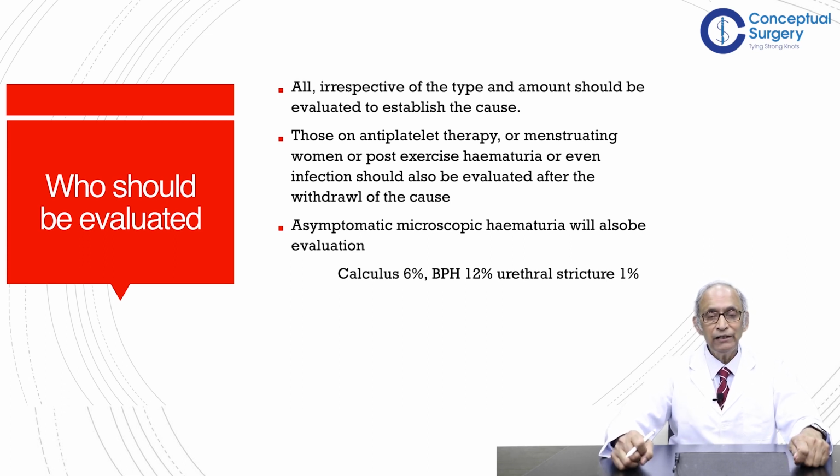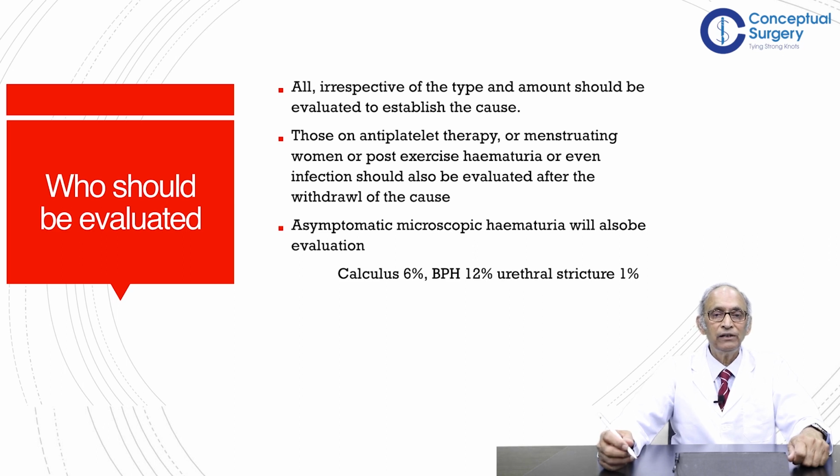Now, those who are on antiplatelet therapy, or menstruating women, or post-exercise hematuria: it is known that when we do very vigorous exercise, or even after sexual activity, if a sample of urine is collected, then it does tend to show red blood cells. So therefore, we should rule out these causes before we collect the sample. Even infection, they should be evaluated after the withdrawal of the cause. Supposing somebody has a urinary tract infection, he should first be treated, and then 6 weeks after the treatment, he should again be evaluated to check whether hematuria is still present or not.